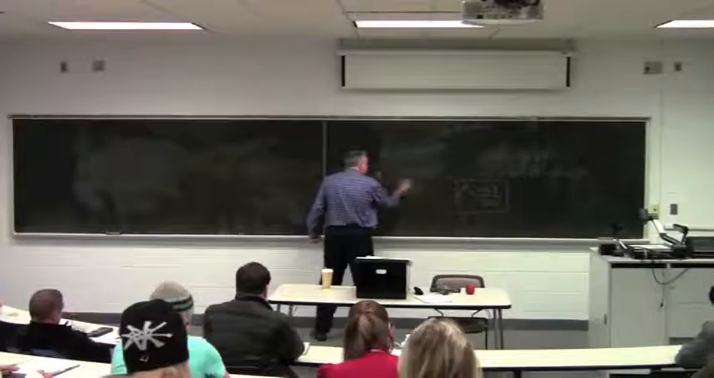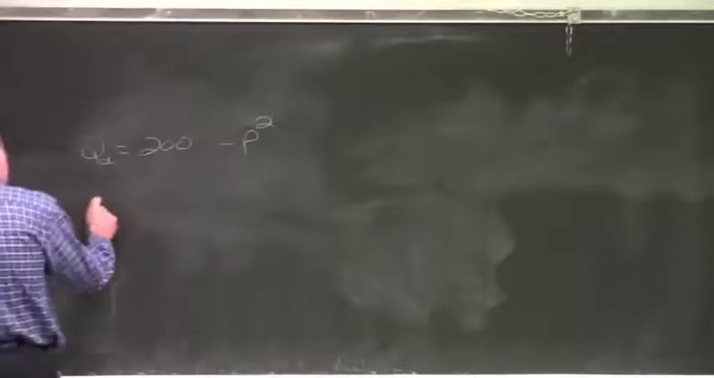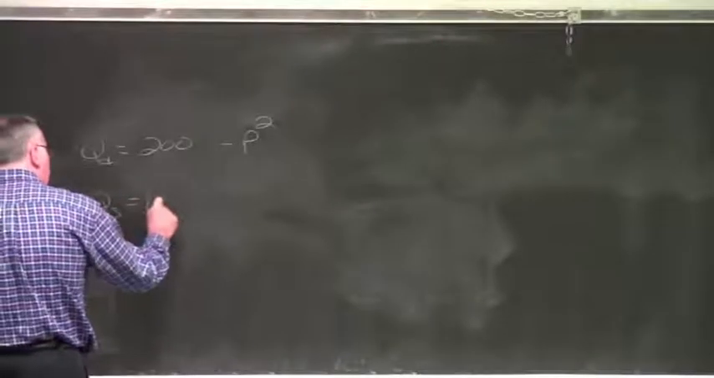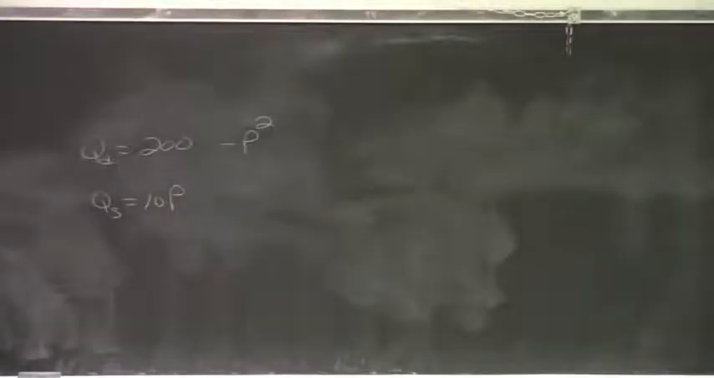We're talking about this model right here. Putting that exponent of 2 on price makes this a nonlinear, quadratic demand function. Let the supply function just be this: QS equals 10p. The supply function here is linear. Of course, in equilibrium, QD equals QS.